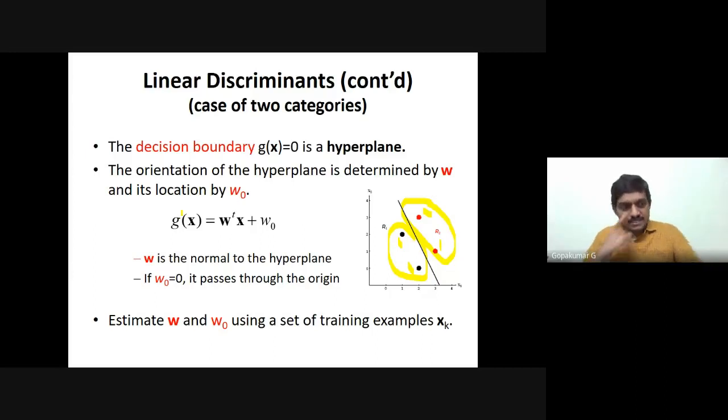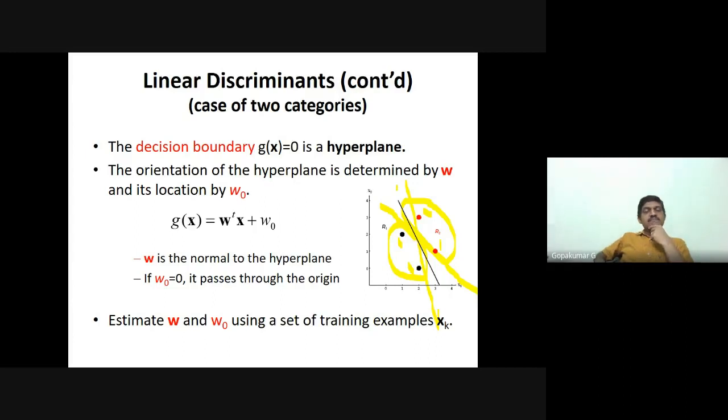Now if you look into this particular diagram, here we have a straight line that is shown, but there are many other lines you can draw. This is one another line that you can draw. This is another line you can draw. So there are many possibilities.